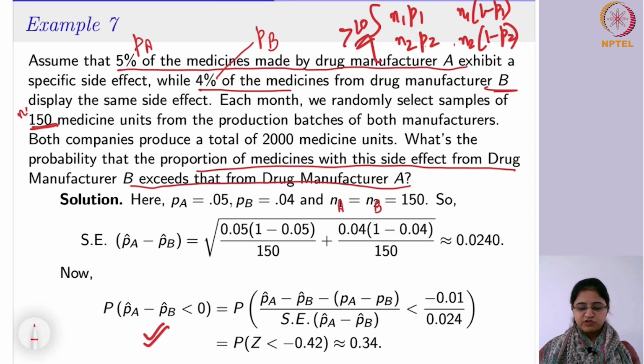We standardize it. We subtract PA minus PB and divide by the standard error. So the standard error is what we have just now found out. This is P1 into (1 minus P1) divided by N1, similarly P2 into (1 minus P2) divided by N2. You can cross-check if it comes out as 0.024, and when you substitute the values over here, you get the probability. This is the probability that the proportion of medicines with this side effect from drug manufacturer B exceeds that of A.